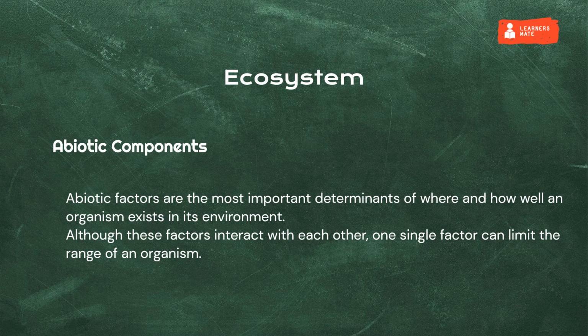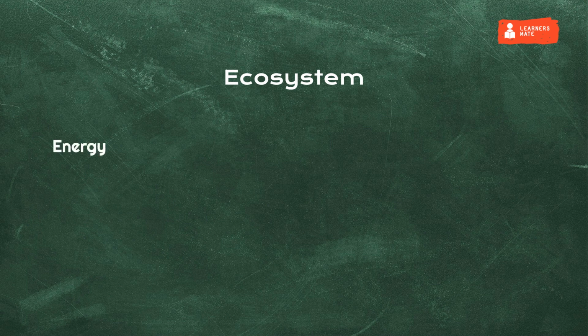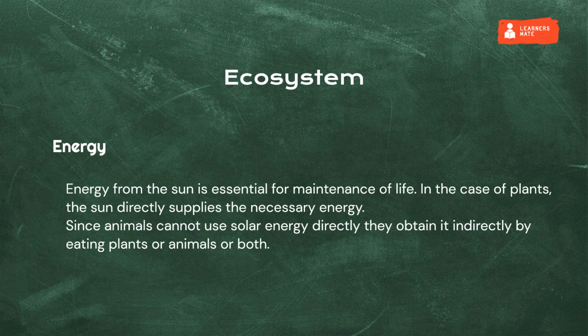Abiotic factors are the most important determinant of where and how well an organism exists in its environment. Although these factors interact with each other, one single factor can limit the range of an organism. Energy. Energy from the sun is essential for maintenance of life. In the case of plants, the sun directly supplies the necessary energy. Since animals cannot use solar energy directly, they obtain it indirectly by eating plants or animals or both. Energy determines the distribution of organisms in the environment.